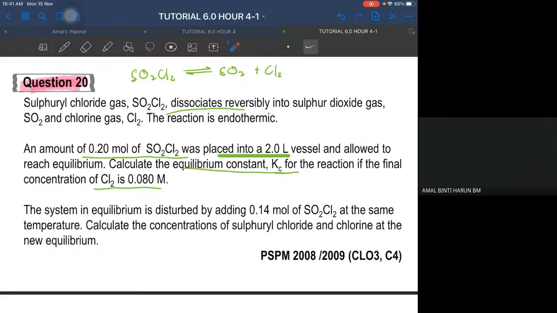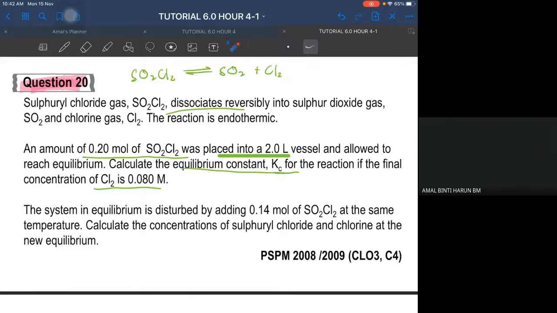Okay, sekarang kita nak cari Kc, buat Kc expression. Something that we need to substitute into Kc is the concentration at equilibrium. But then, at equilibrium we only have chlorine saja. What about concentration SO2 and sulfuric chloride at equilibrium? Tak tahu. And then you are given the number of mole sulfuric chloride. So ini number of mole siapa? Sulfuric chloride. Adakah semasa initial atau at equilibrium?